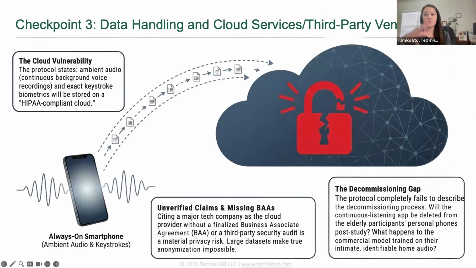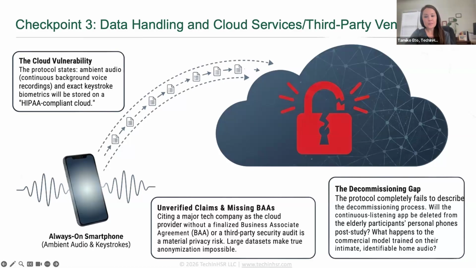Now, citing a major tech company as the cloud provider without a finalized BAA, or business associate agreement, or a third-party security audit is a material privacy risk. The IRB should not accept this general reference to a cloud vendor as evidence of HIPAA compliance. That's just not how it works. And that's usually why your third-party risk management or your IT and security services are going to have to evaluate that separately, but it still should be done.